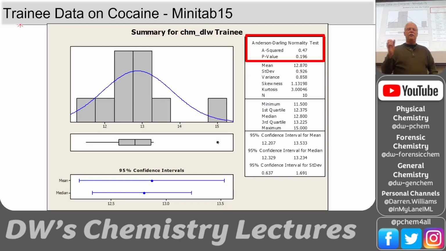And here's the graphical summary that we get from Minitab on the trainee data that we looked at. This is a histogram. Are you familiar with histograms? Have you seen them before? Nod your head. Yes, okay. I've seen a few people nod.